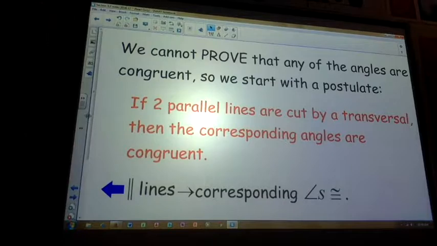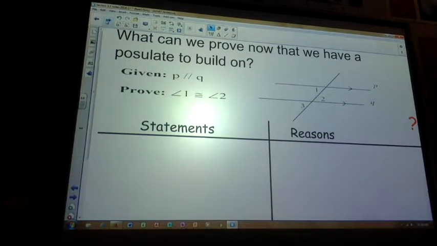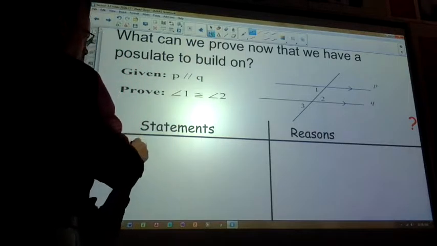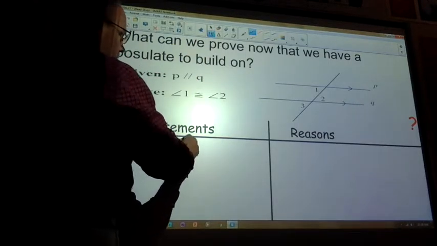Oh, and then somebody asked, are we going to do proofs on this kind of stuff? Yep. All right. What can we prove now that we have a postulate to build on? They tell us that P and Q are parallel. And then we want to prove that angle 1 is congruent to angle 2. So, your givens.